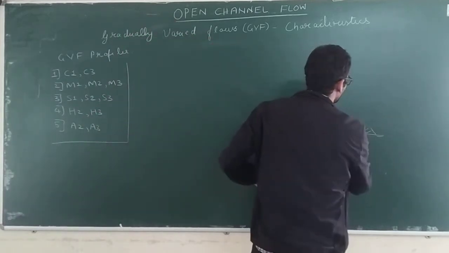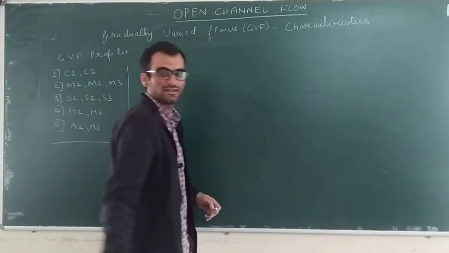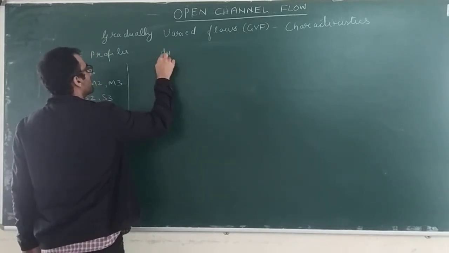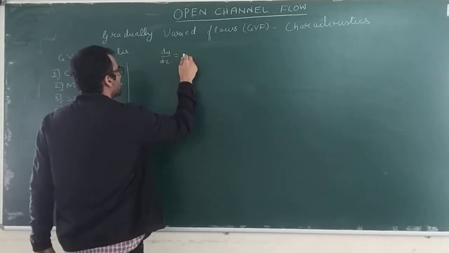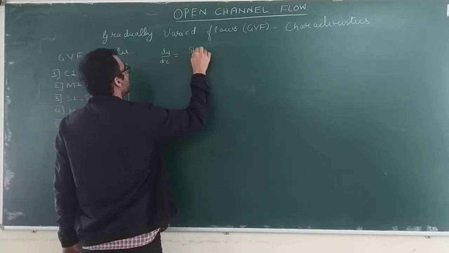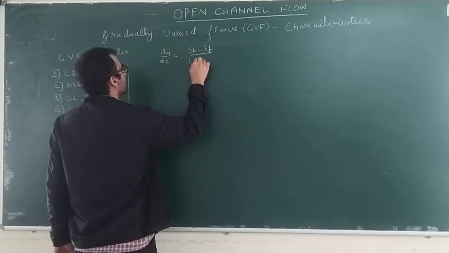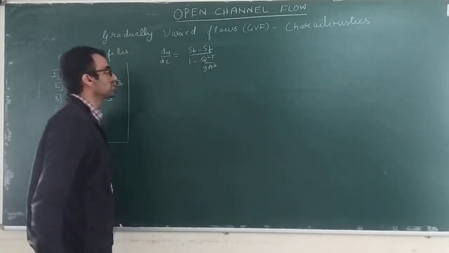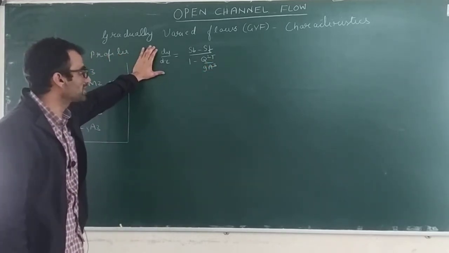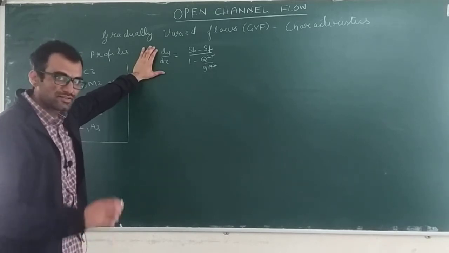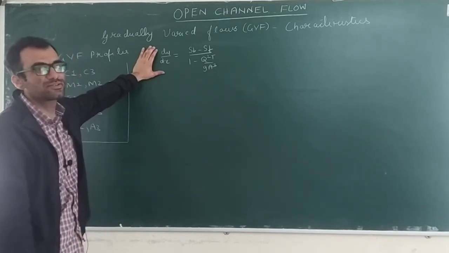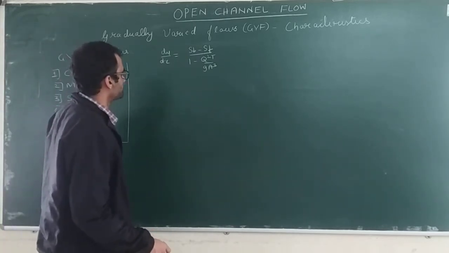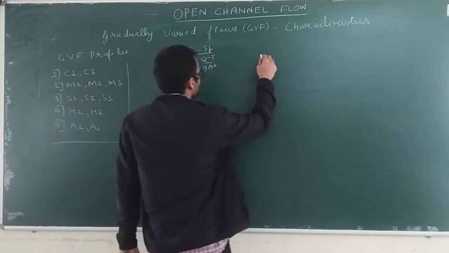So in order to study the characteristics of GVF profiles, we will have to use the governing equation of GVF, that is dy by dx is equal to what? We have derived that: (SB minus SF) upon (1 minus q square T by G A cube). Now we will have to convert this governing equation into a simplified equation. Today we are going to do that, and using that equation we are going to understand the characteristics of all these profiles.